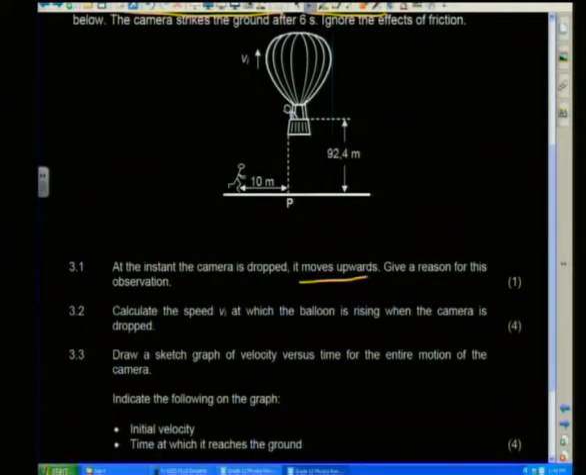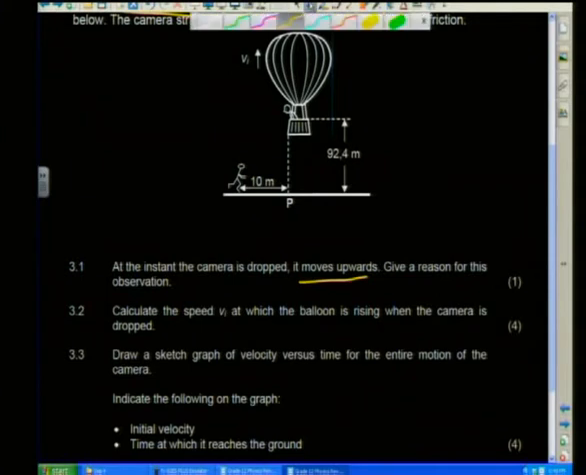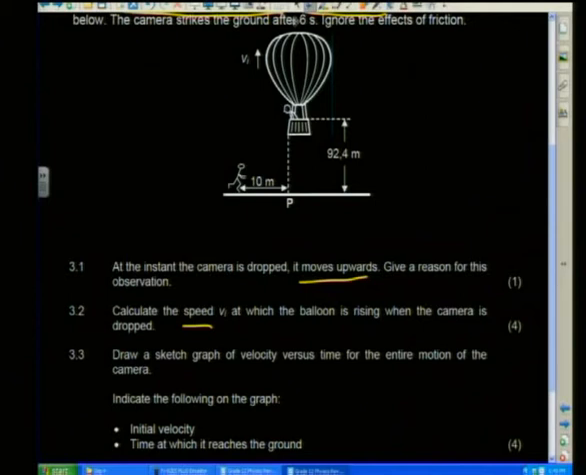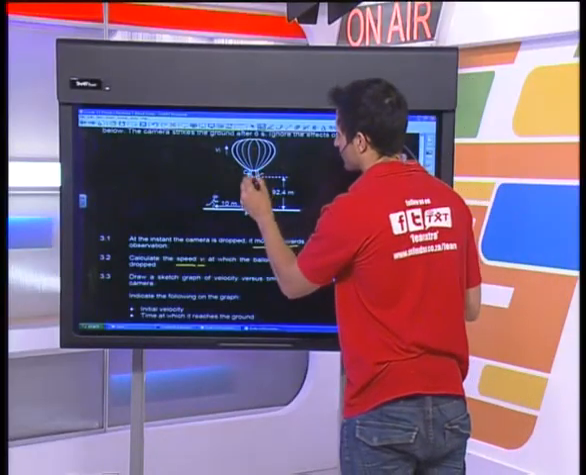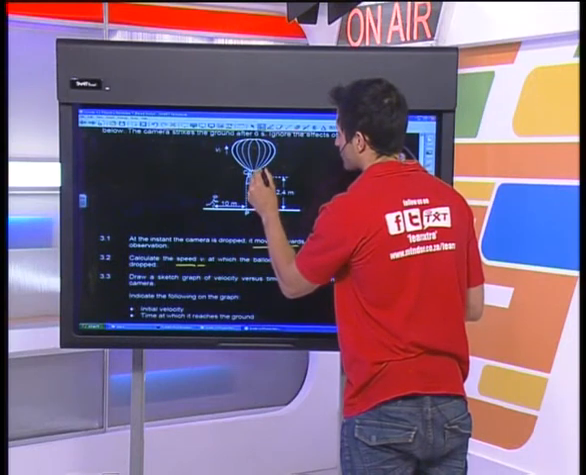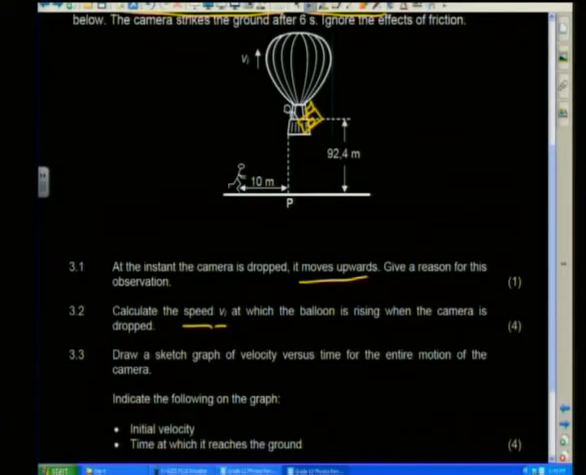Now 3.2 is where I place my interest. It says to calculate the speed, V_i. The reason that they've chosen the word speed is because you don't really need a direction, but they have called it V for velocity. So when they say speed, you don't have to give a direction, at which the balloon is rising when the camera is dropped. Well, what we've got to figure out is, there's my little camera. My camera continued to move upwards, and eventually it's going to fall all the way back down my 92.4 meters.